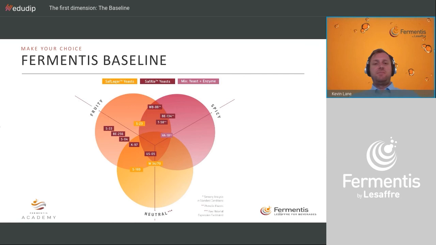So that is the first dimension of the fermentation.